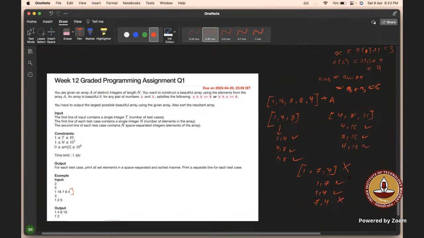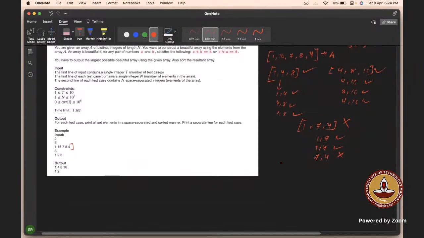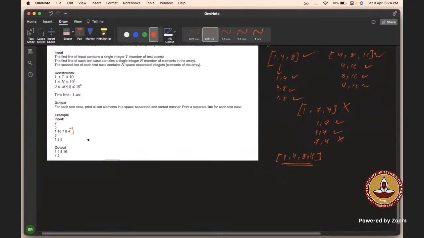Okay. Now, if you check, this is a beautiful array, this is also a beautiful array, but none of them is the largest possible array. The largest possible array would be 1, 4, 8, and 16, right? This is the largest possible array. You pick this one, you don't pick this, right? Okay. So this is how it happens.